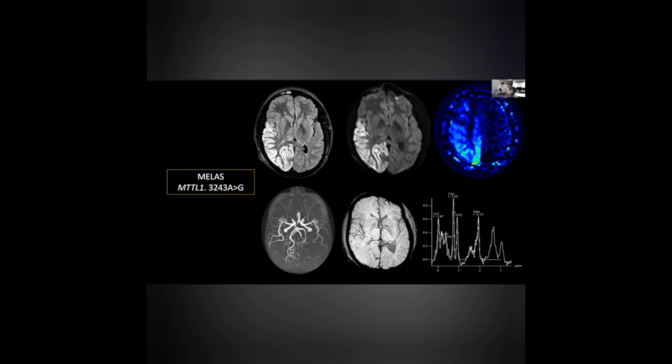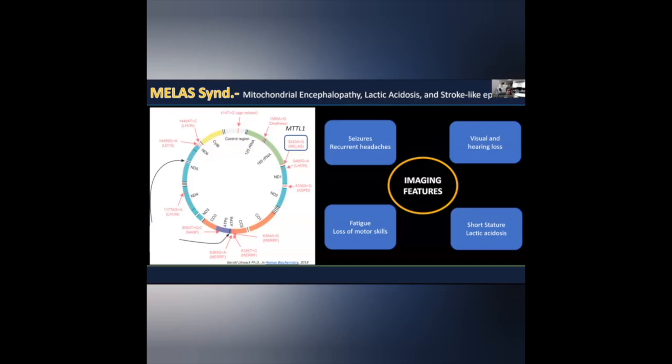Remember that MELAS in 80% of the time will be related to the same pathogenic variant affecting the MT-TL1. 3243 is a very common pathogenic variant related to MELAS. And MELAS patients may have seizure, recurrent headache, vision and hearing loss, fatigue, loss of motor skills, short stature, and lactic acidosis. When you look at the imaging features that we have just discussed, these are enough for the criteria to call these patients MELAS.